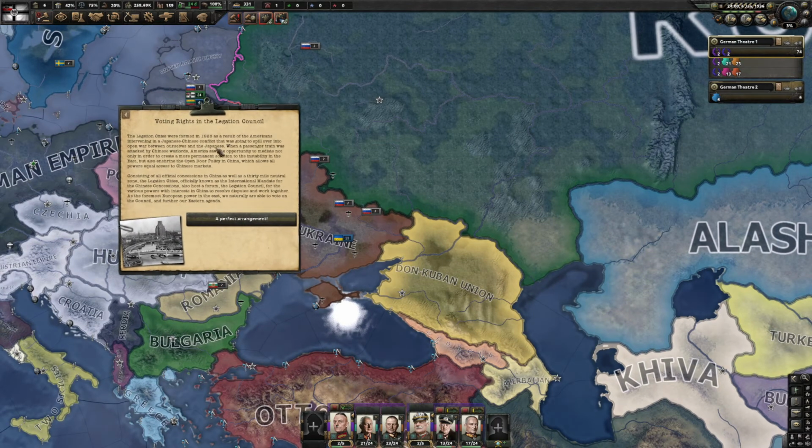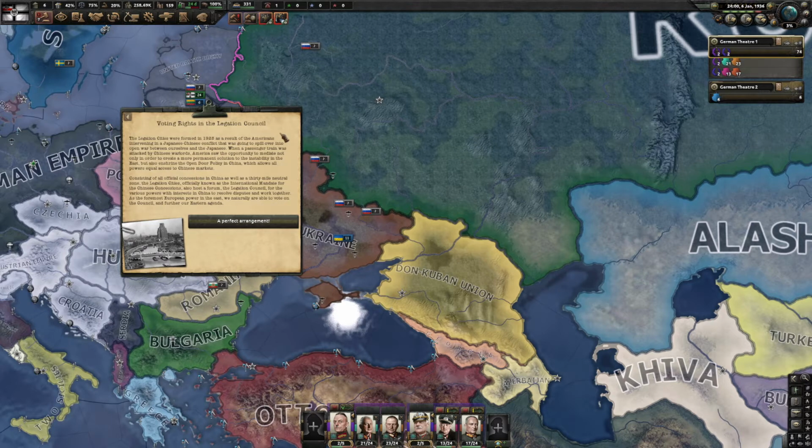Voting rights in the Legation Council. The Legation cities were formed in 1928 as a result of the Americans intervening in a Japanese-Chinese conflict that was going to spill over into open war between ourselves and the Japanese. When a passenger train was attacked by Chinese warlords, America saw the opportunity to mediate, not only in order to create a more permanent solution to the instability in the East, but also enshrine the open door policy in China, which allows all powers equal access to Chinese markets.